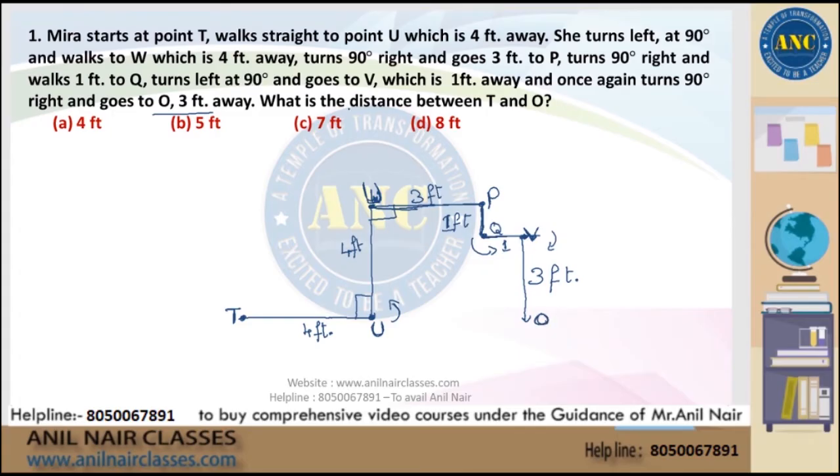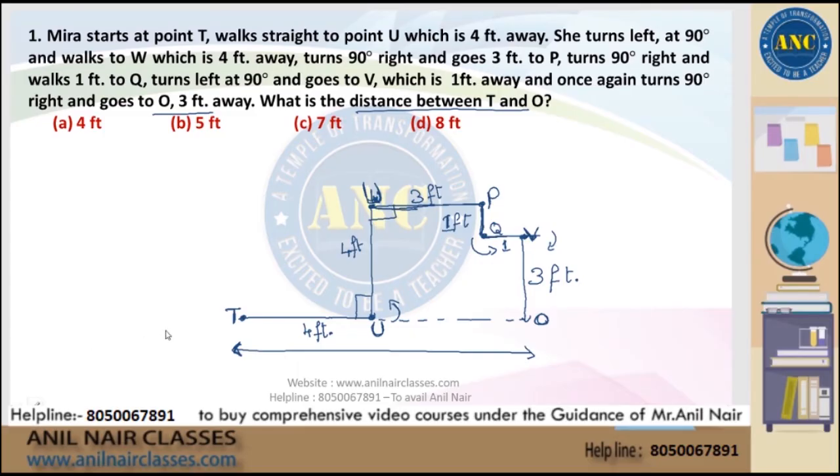Now, the question is the distance between T and O. Now, look at this. This is 4 feet. Here, this is 1 foot and 3 feet. It means that points T, U and O all are in one straight line. So the shortest distance between T and O is a straight line. Because it is already a straight line, here we don't need to apply the Pythagorean theorem. We can directly add all the distances and find out the distance between T and O.